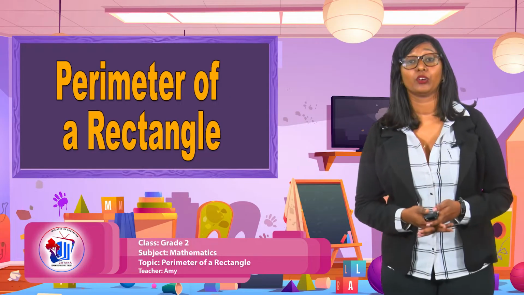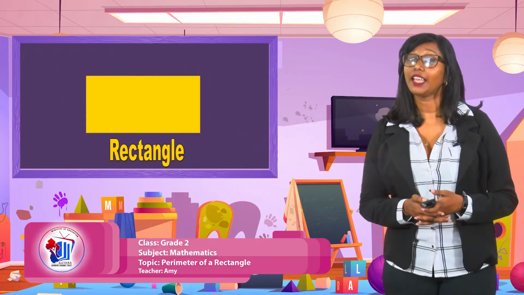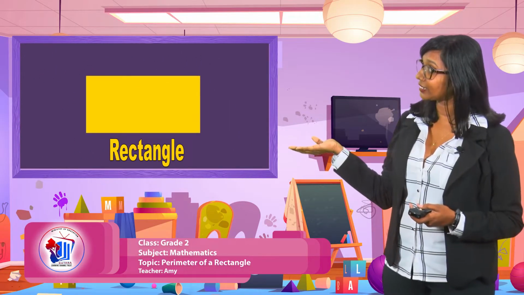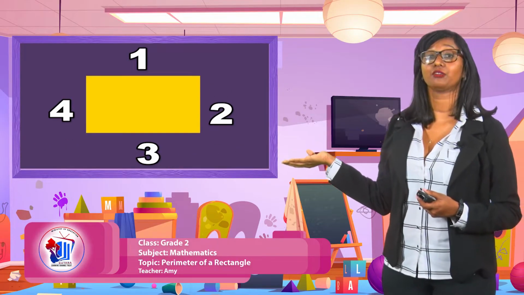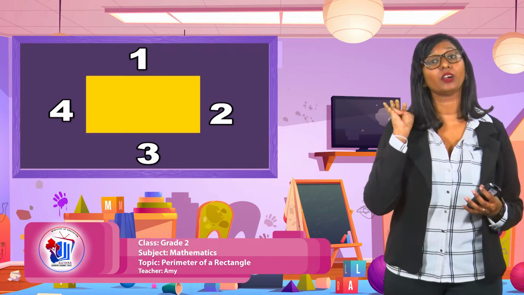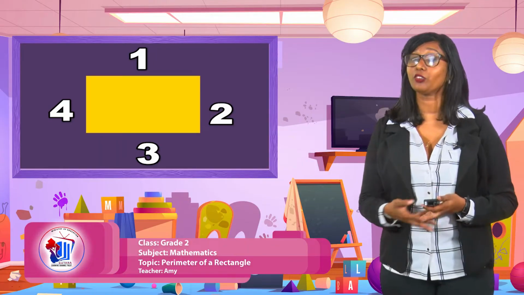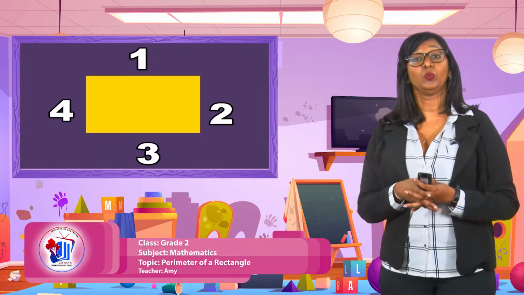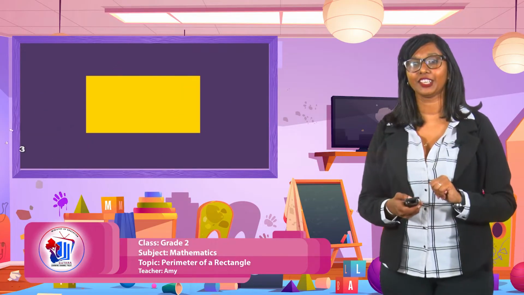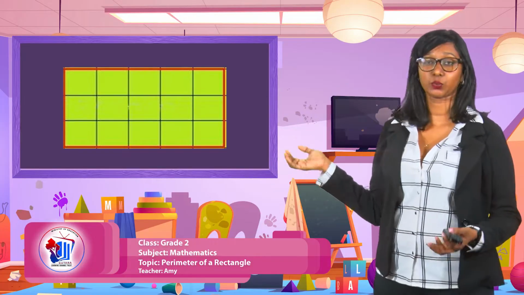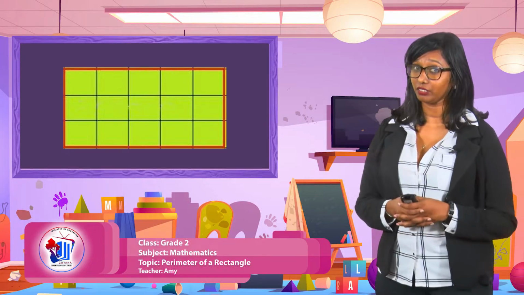Now today, we're going to be finding the perimeter of a rectangle. Now a rectangle, take a look at this rectangle. How many sides does a rectangle have? A rectangle has 4 sides. So if we are going to be finding the perimeter for this rectangle, we will be adding 4 numbers. Very good. Now if you take a look at this rectangle, you cannot see any numbers, can you?